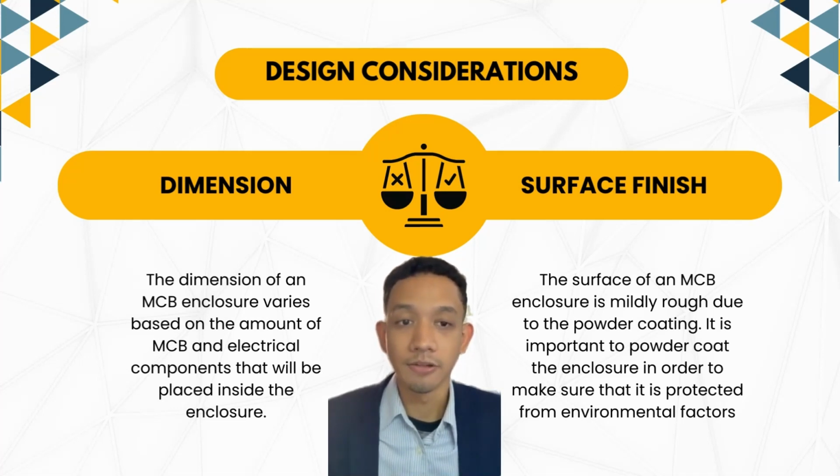And next is the surface finish. Like I mentioned before, the surface finish of an MCB enclosure is mildly rough due to the powder coating. However, it is important to powder coat the enclosure in order to make sure that it is protected from environmental factors that can cause corrosion and physical damage to the enclosure, which is expected to last a very long time.